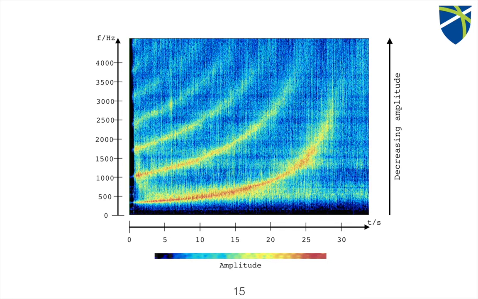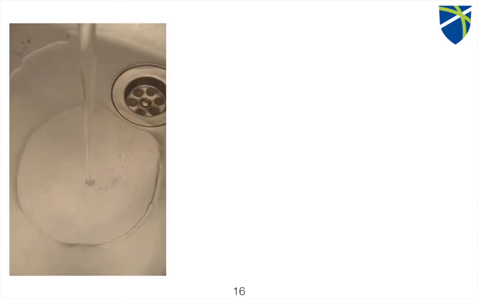But another thing that we have noticed is that we only hear the high frequencies in the beginning, and the lower, louder frequencies become audible a little bit later. And this can be explained with a phenomenon known as the hydraulic jump. We can all observe this in our kitchen sink at home.